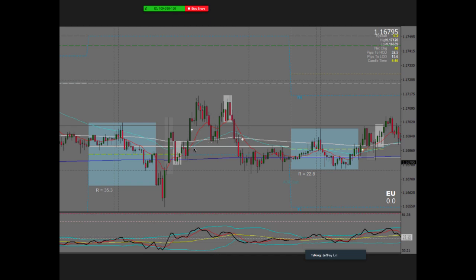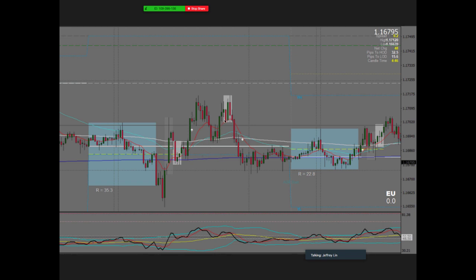And the reason why this didn't work out, there's not really any reason why it didn't work out. It's just that it was a ranging pair. EU was going sideways. You can see the EMAs were not fanned out. They weren't very uniform. And when you see EMAs crossing up and down like this, all you can say is that the market is ranging and choppy, right? You followed the rules and you still did everything right.